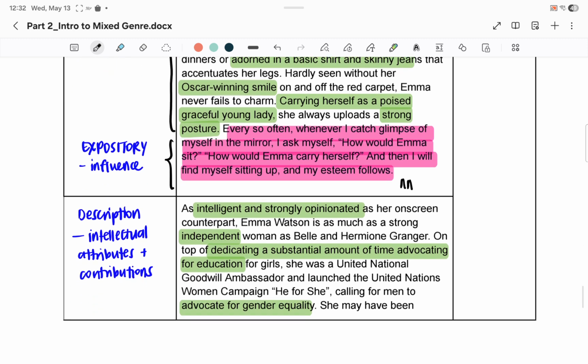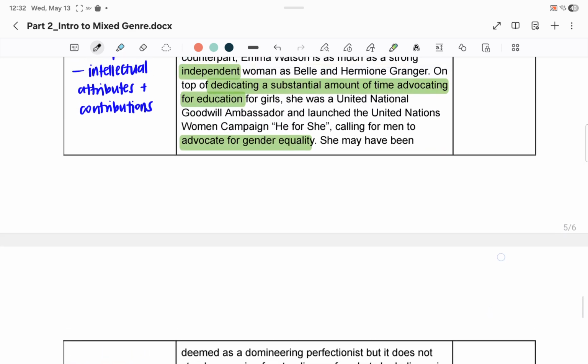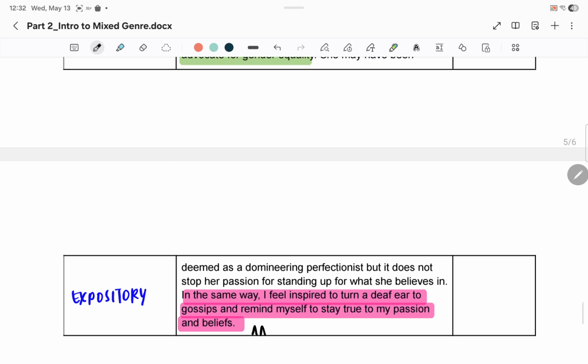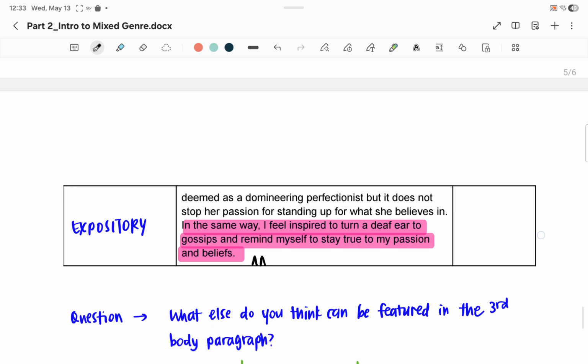Right? Then the next one is about the intellectual attributes and what this person had done to contribute to society and humanity. So you can see that the green part is the description and the pink part is the expository. To me, I feel it's still a little bit short, but you get the idea how you can approach this kind of question. Okay, so this particular essay, there's still room for improvement, but I think for a starter, it's helpful enough to give you a sensing of how these two approaches vary from one another.